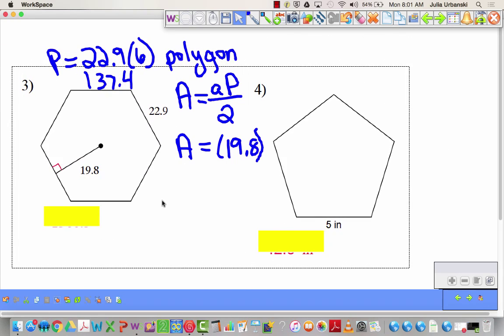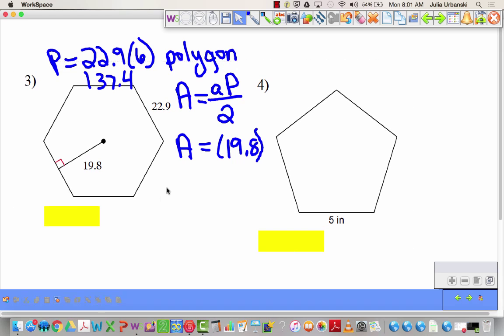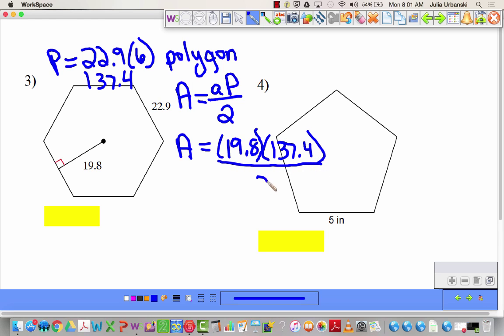What's getting in trouble? Being called on? Because I get called on that. 19.8. What do I put here? No room. I know. You guys make fun. Divided by 2. Okay, work that one out.